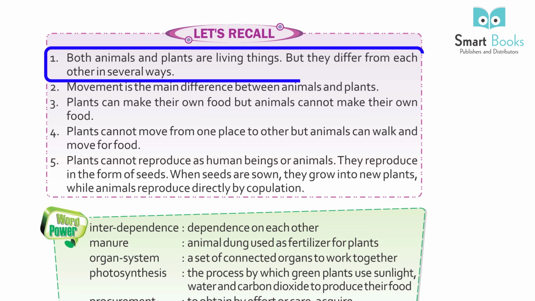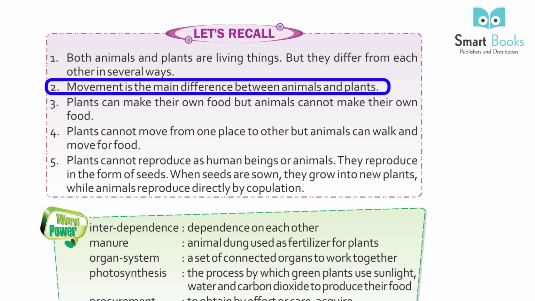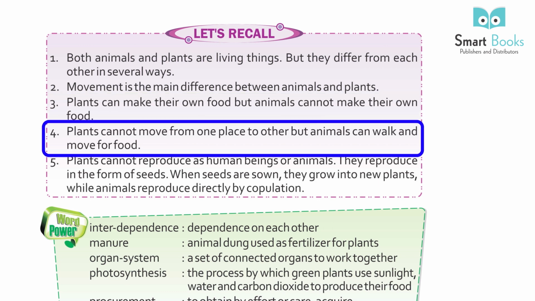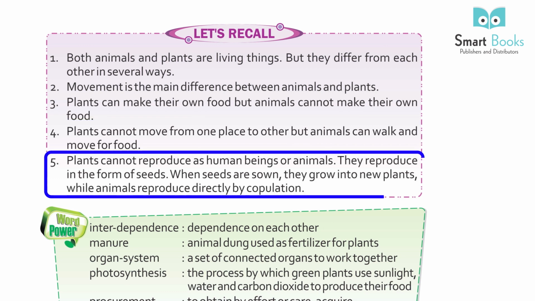Let's recall. 1. Both animals and plants are living things, but they differ from each other in several ways. 2. Movement is the main difference between animals and plants. 3. Plants can make their own food, but animals cannot make their own food. 4. Plants cannot move from one place to another, but animals can walk and move for food. 5. Plants cannot reproduce as human beings or animals do. They reproduce in the form of seeds. When seeds are sown, they grow into new plants, while animals reproduce directly by copulation.